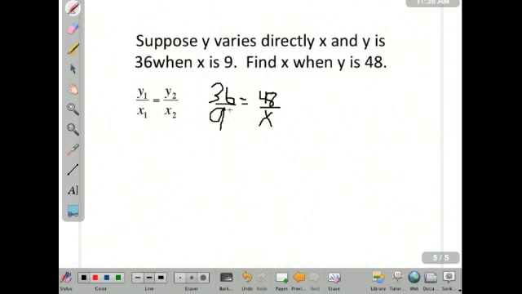So let's go ahead and reduce this first. This 9 is going to become a 1, and the 36 is going to become a 4. It's easy because I can reduce that way. Alright, so now we're left with 4 over 1 equals 48 over x. We cross multiply, and you're left with 4x is equal to 48. To solve this, you divide both sides by 4, and you get 12.